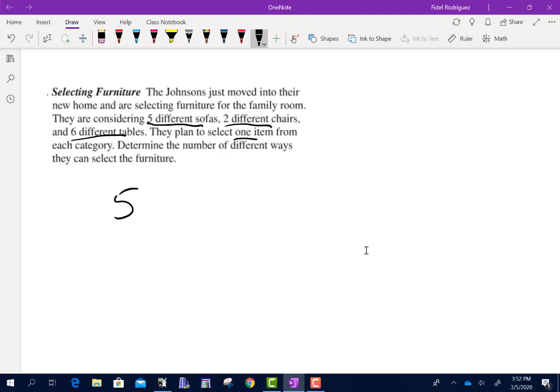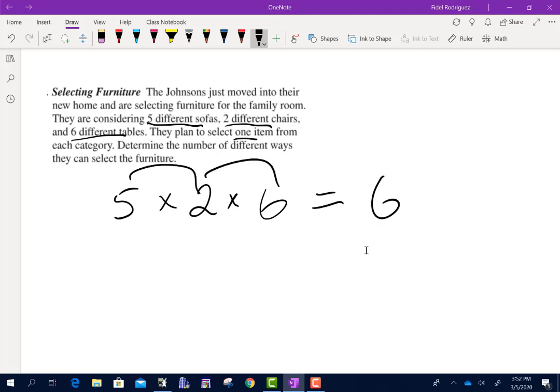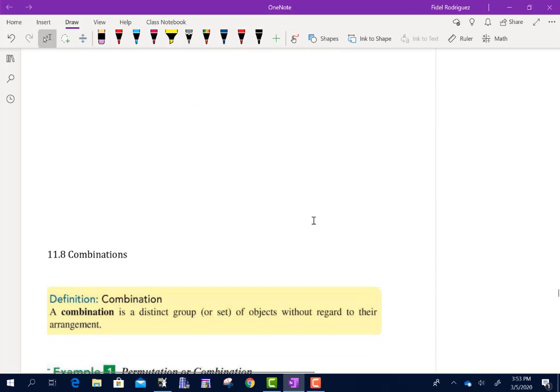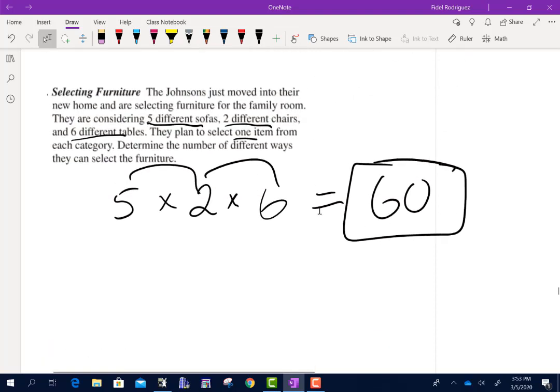So we're going to take 5 sofas times 2 chairs times 6 tables. So 5 times 2 is 10, times 6 is going to give us 60. So there's 60 ways they can pick their furniture. And that was 11.7.